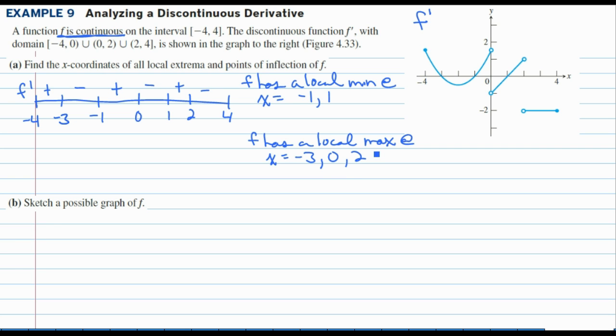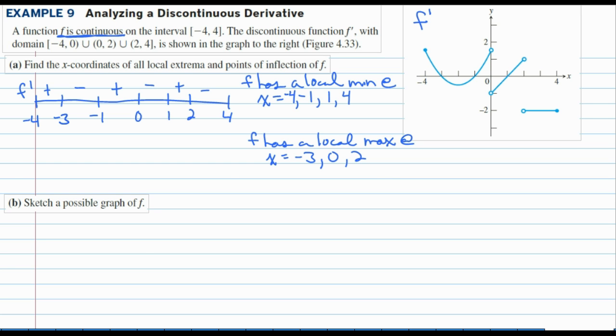Now we got to look at those endpoints. F prime is positive before a left endpoint, so that means f would be increasing before a left endpoint. So there is a local min at x equals -4, so I need to put that in there. The right endpoint, x equals 4, f prime is negative, which means f would be decreasing before a right endpoint, ending in a local min again at 4. So I have 4 minimums and 3 maximums in f.